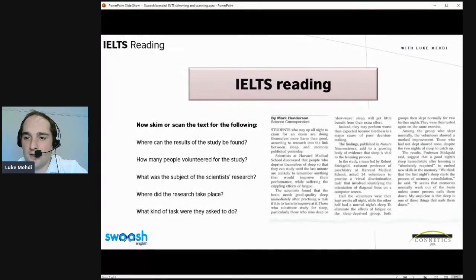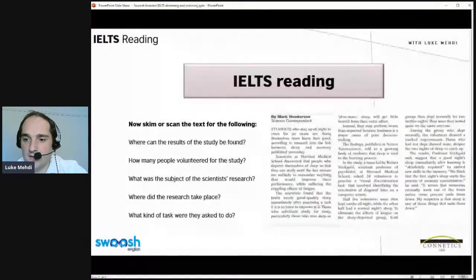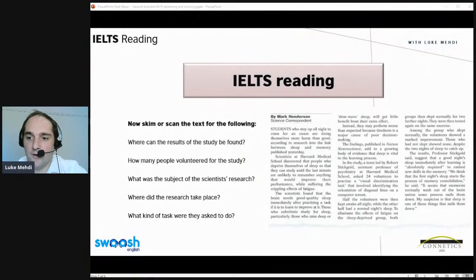Here is that text. So have a look, see if you can find those pieces of information there. Yes, Fatima is saying that the names have capital letters. So just scan through very quickly here, trying to find some of those answers. Where can the results of the study be found? Any ideas? Remember, you're not trying to read the text in too much detail here. You are scanning for specific pieces of information.